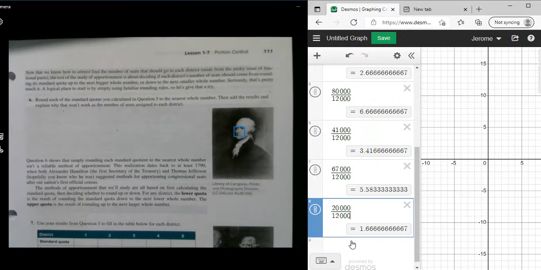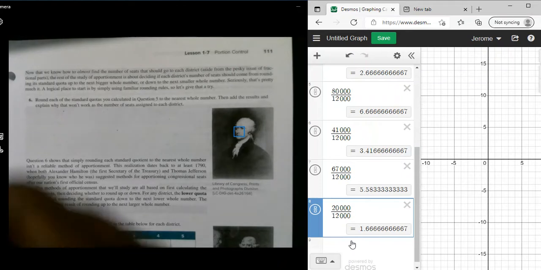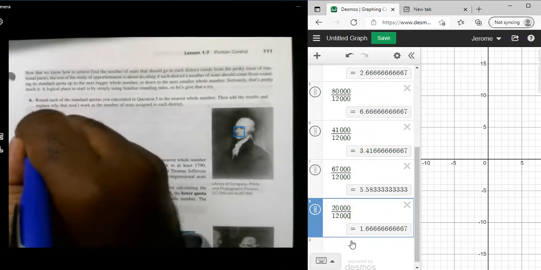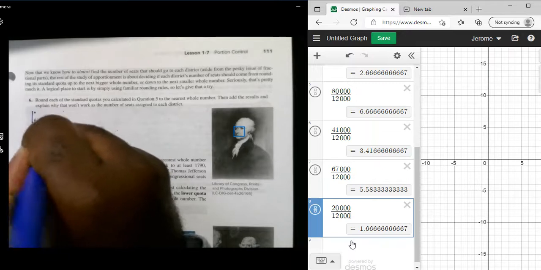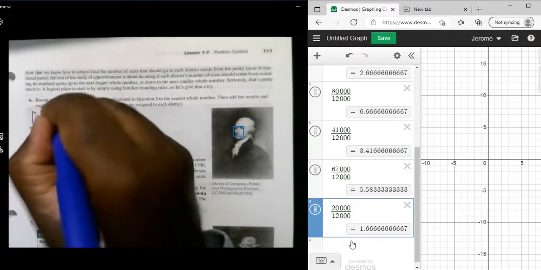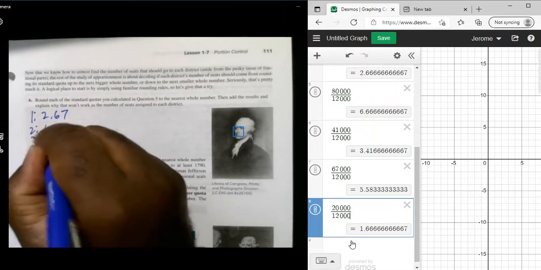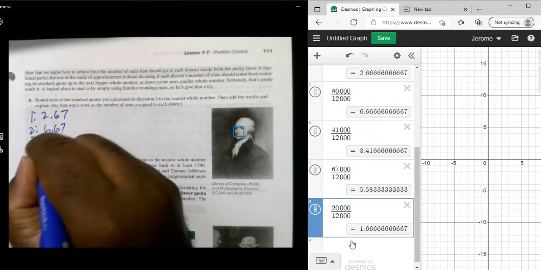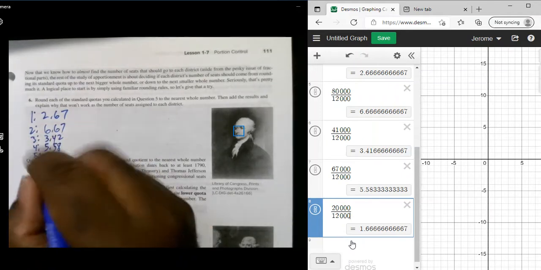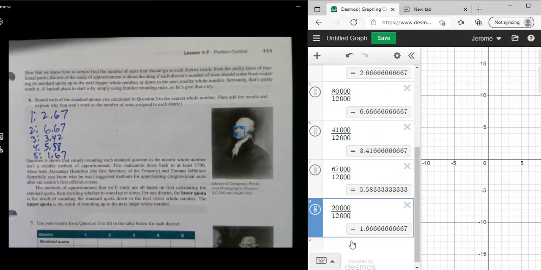So number 6, it says round each of the standard quotas you calculated in question 5 to the nearest whole number. Then add the result and explain why that won't work as the number of seats assigned to each district. Okay, so let me just write down the districts here. And then I'm going to write down what their approximations were. Okay, these were all of the standard quotas that we got.